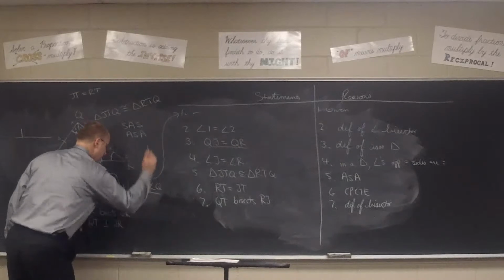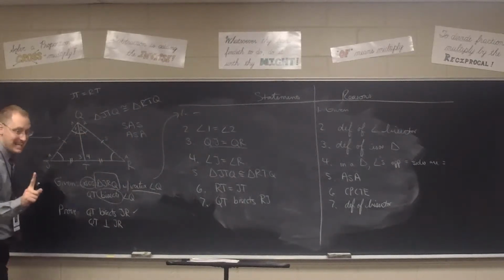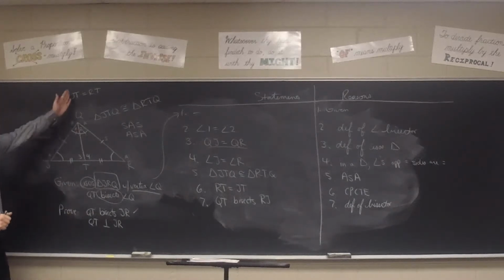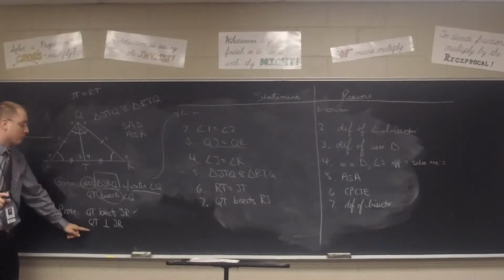So item 1, taken care of. We now know that in any isosceles triangle, bisecting the vertex angle will bisect the base. But I'm not done. I want to prove that QT is going to be perpendicular.